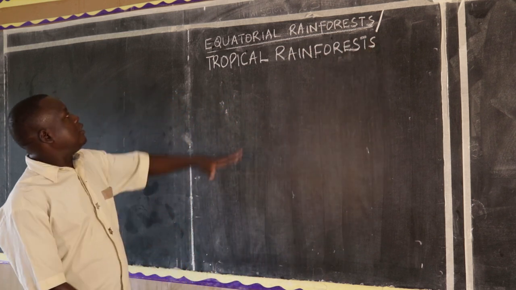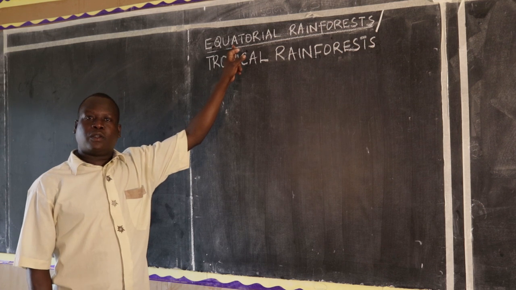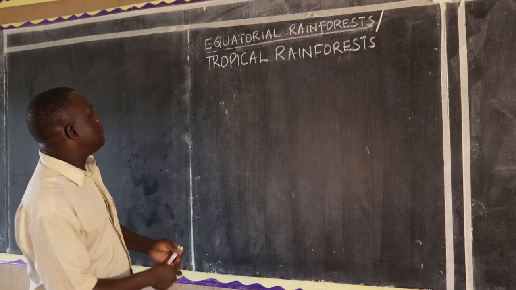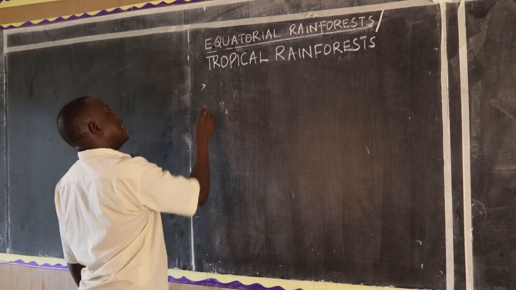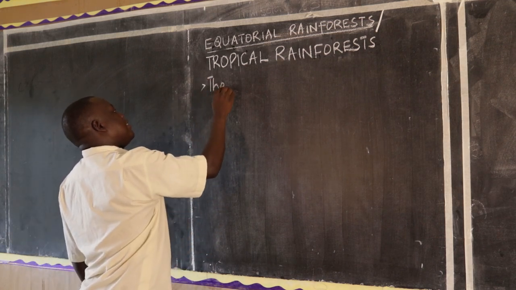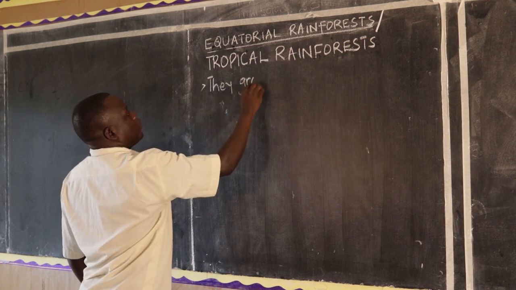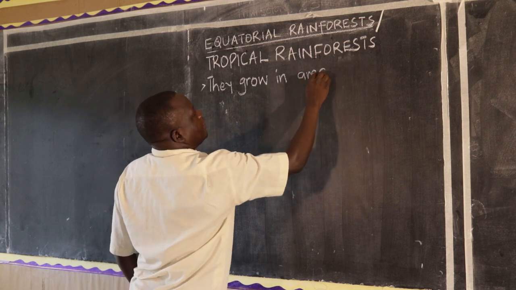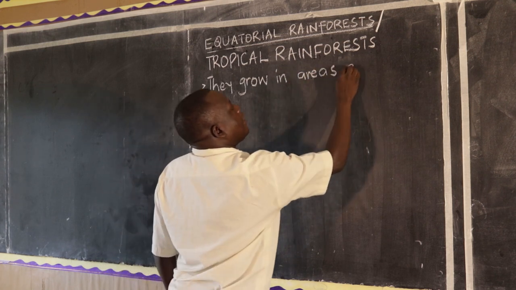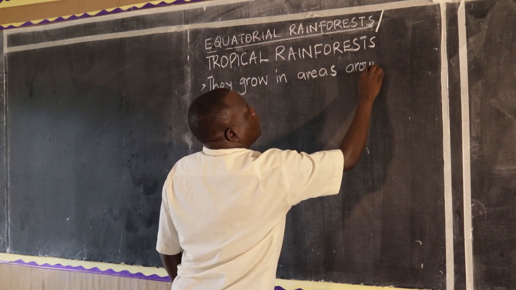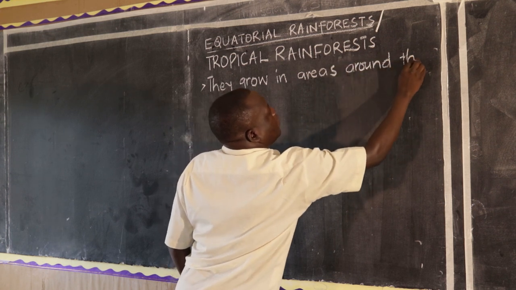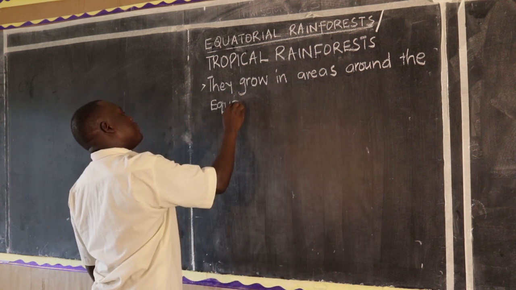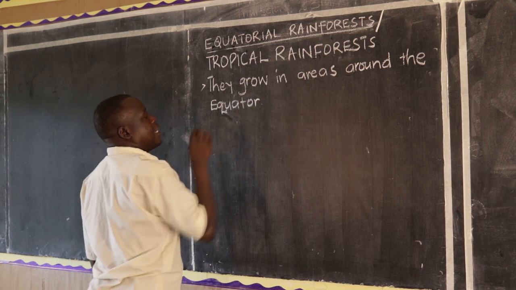Now, we want to know why they are called equatorial rainforests. They are called equatorial rainforests simply because they grow in areas around the equator.